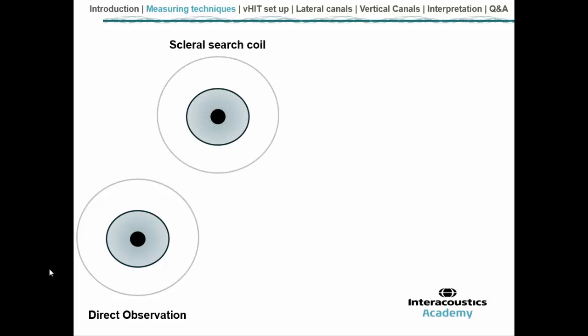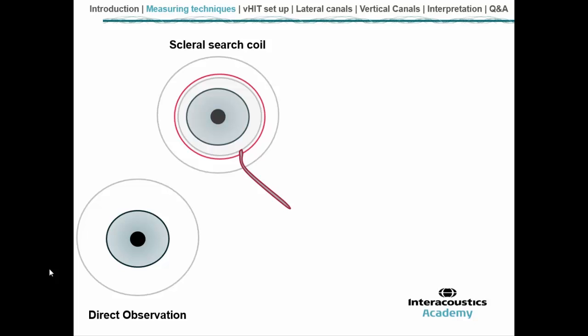After direct observation, there was a different method which was developed, known as the scleral search coil. What this involves is placing a contact lens on the patient's eye and placing them in a large magnetic field. What that does is provide a very sensitive measure of eye movement in relation to head movement.